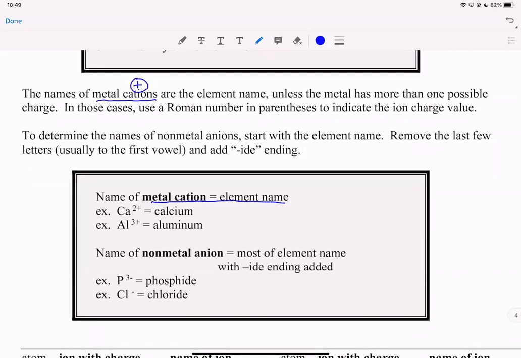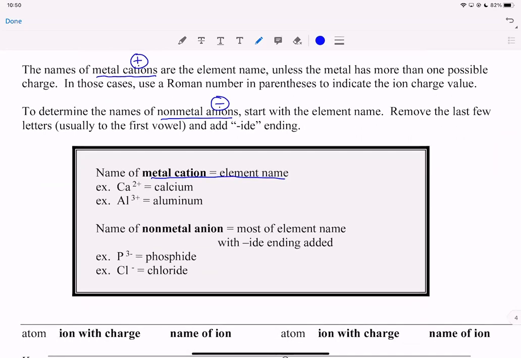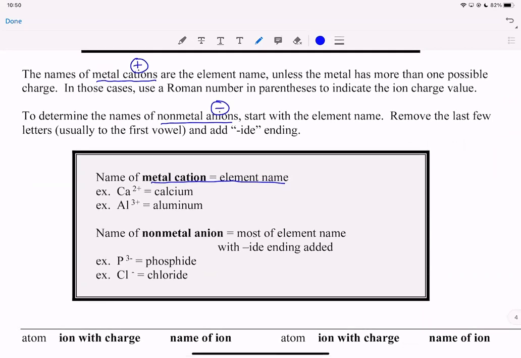For the negative charge, the nonmetals, those are the negative charge anions. That's where you start with the element name, remove the last few letters, and add that IDE ending. Okay, so when you have calcium, calcium is a +2 ion because it's in family 2A.